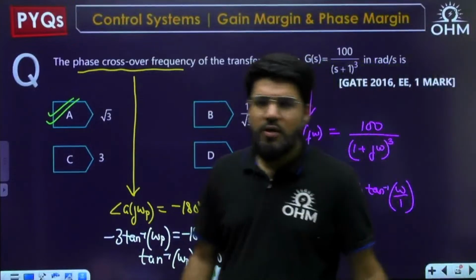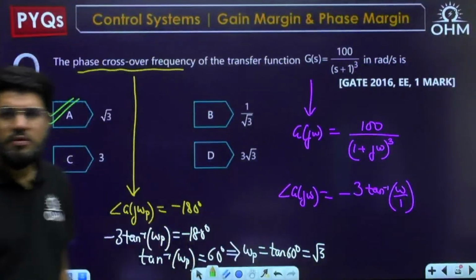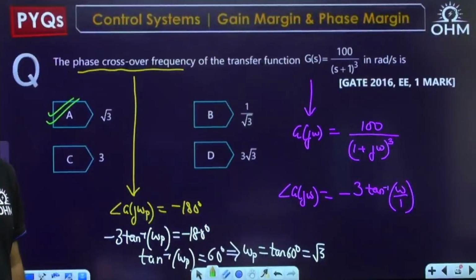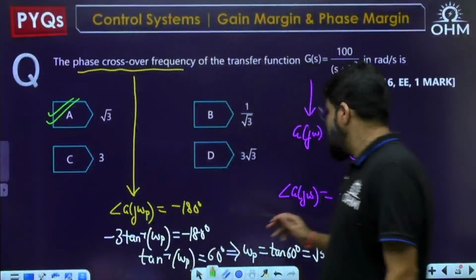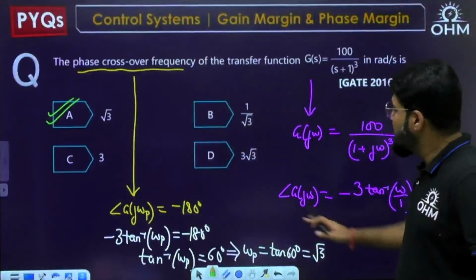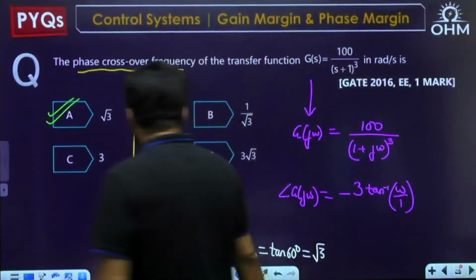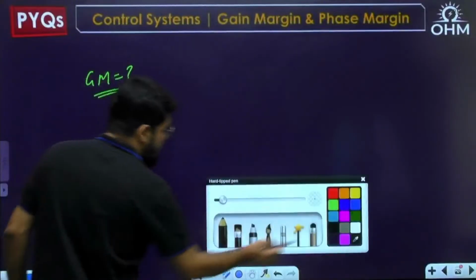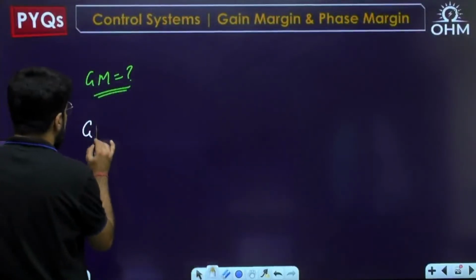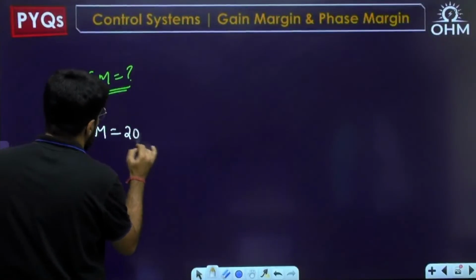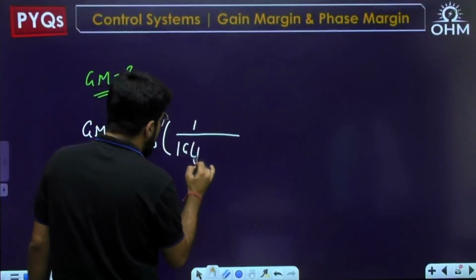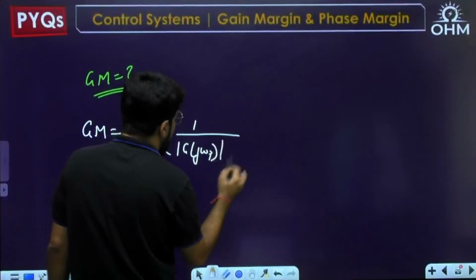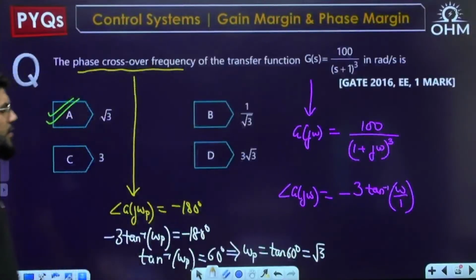Now as I'm asking you gain margin also. For the previous one, correct answer Ashok and Sharma. Now gain margin. Gain margin is calculated at omega p only. That is why I'm asking you the gain margin. Now what is the gain margin? The gain margin is given by 20 log of 1 upon magnitude at omega p, 1 upon mod g(j omega p).